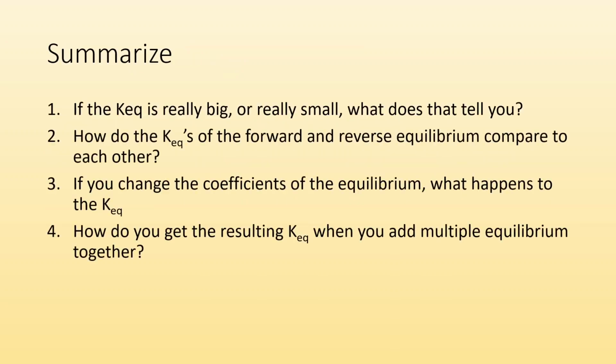So yeah, summarize. Do you know what to do with these things? If the KEQ is really big or really small, what does that tell you? If you flip the equilibrium, what do you got to do to the KEQ? If you double it or triple it or cut it in half, what do you do to the KEQ? And if you combine multiple equilibriums, what do you got to do with those values to get the resulting equilibrium?